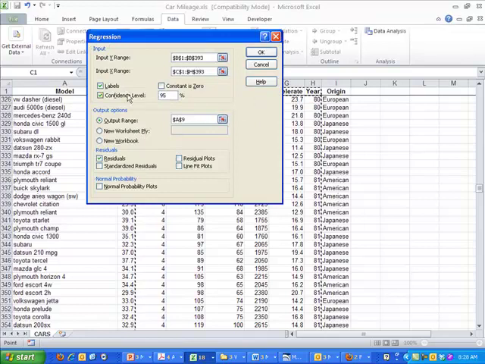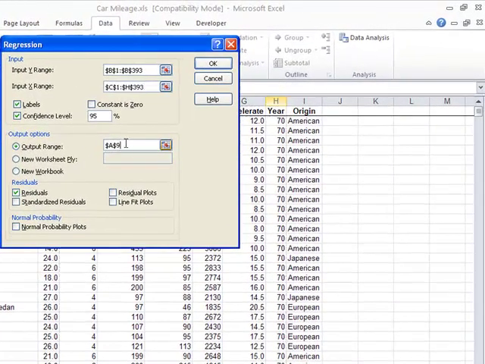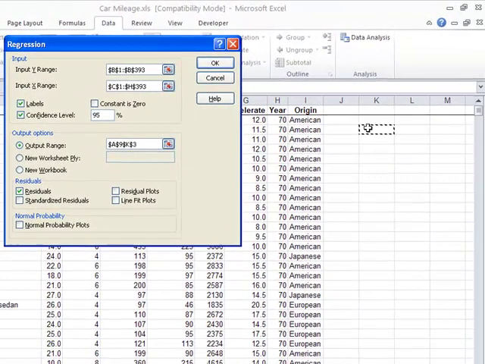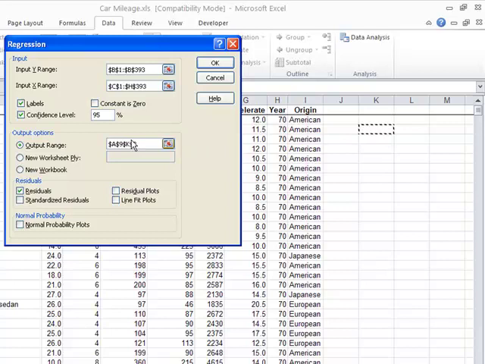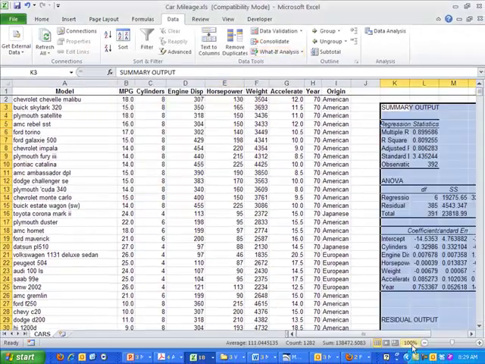Click on OK. I have a label, I want a confidence interval, and then where do I want it outputted? Let's see. Click in here, and I'm going to put it right there. Right now it's going to be messed up if I click OK because it has both of these. If I click it again, then it'll be right. I have residuals checked. Yeah, let's just keep it checked. We can look at it and see what's going on. So click on OK.